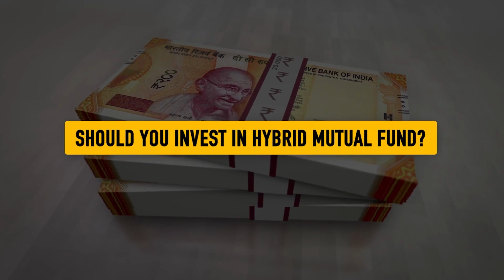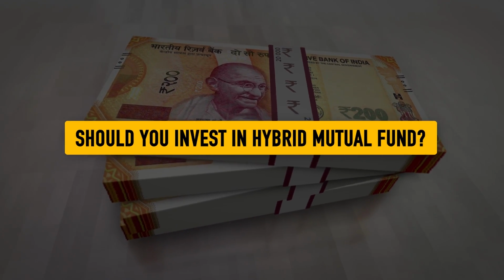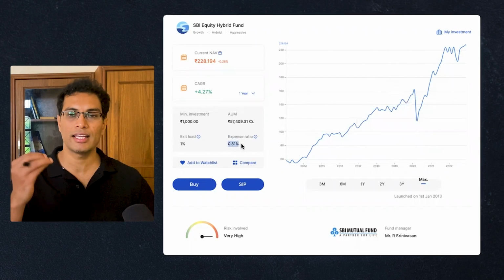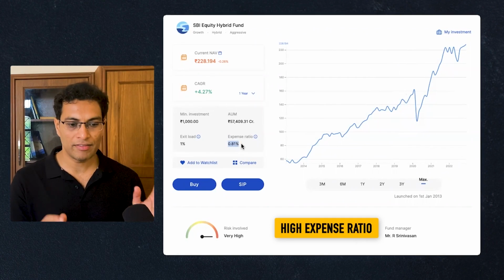Now, let me very quickly talk about hybrid mutual funds. Should you invest in hybrid mutual funds? Well, to cut the long story short, no. I personally never recommend anyone to invest in hybrid mutual funds, and here is the reason. You can see that hybrid mutual funds first and foremost have a very high expense ratio. That is close to 0.81%.